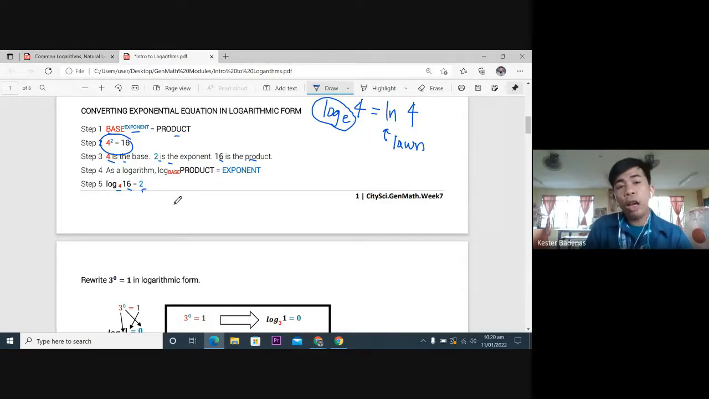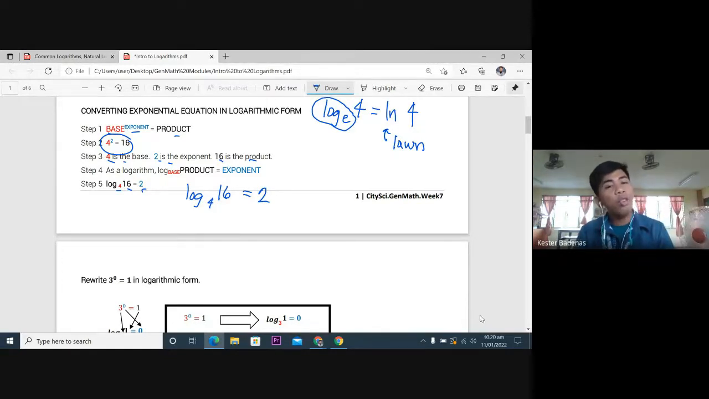Therefore, if we have 4 squared equals 16, we will be having logarithm of 16 with the base 4 is equal to 2. That is how we write an exponential equation in its logarithmic form.